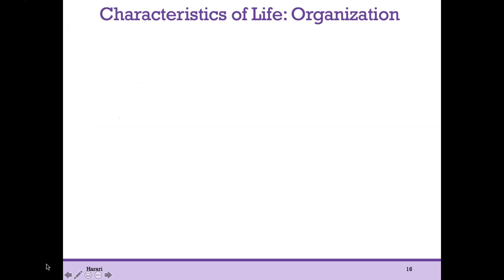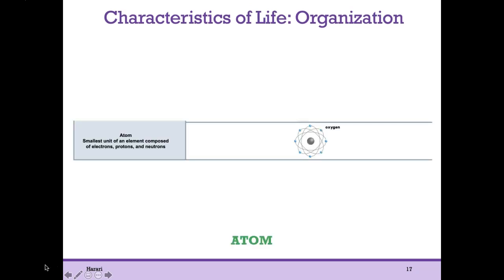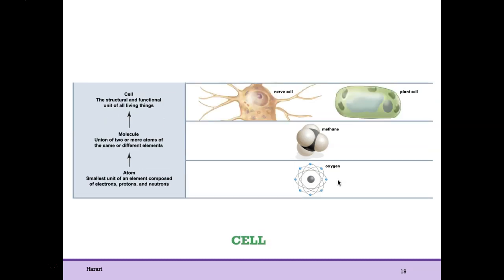Another characteristic of life that we're going to go into a little more detail about is organization. So all living things are organized. And the levels of biological organization range from an atom at the smallest level to the biosphere at the largest level. So starting from the smallest, we have an atom, which is composed of electrons, protons, and neutrons. Atoms make up molecules. So a molecule has multiple atoms of either the same element or different elements.